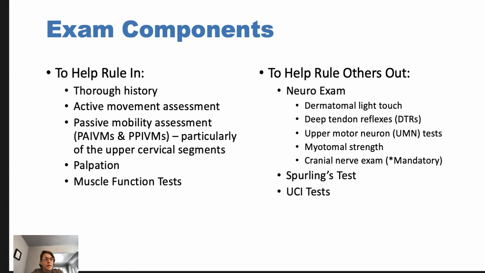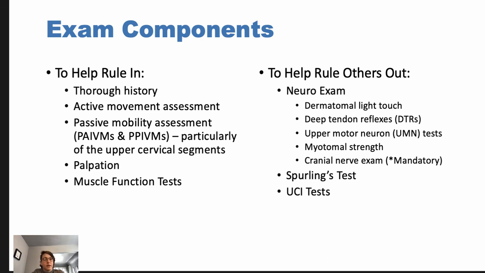So to help rule in, we need to take a thorough history, take a look at their range of motion. We need to do some accessory motion testing of the upper cervical spine, use some palpation and muscle function tests. We talk about what those particularly are later. And then some things you need to do to rule out.